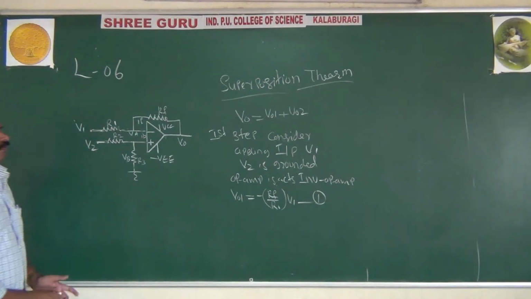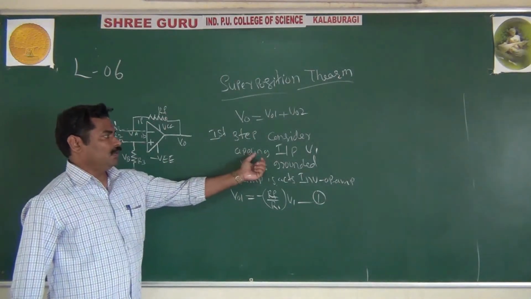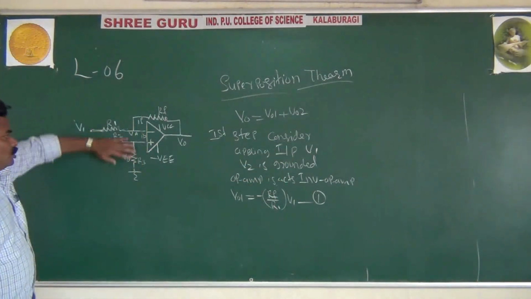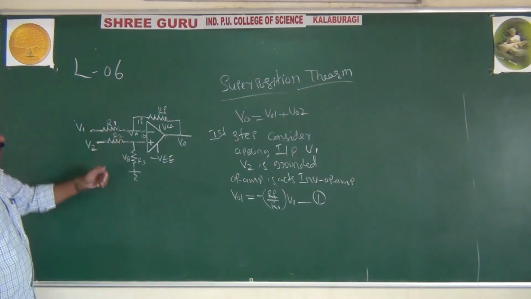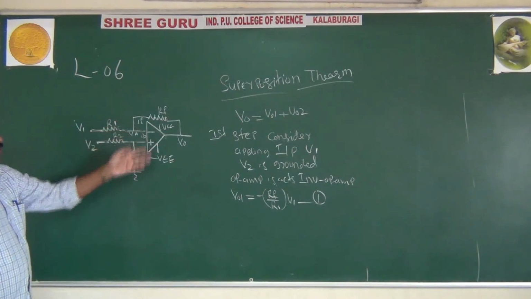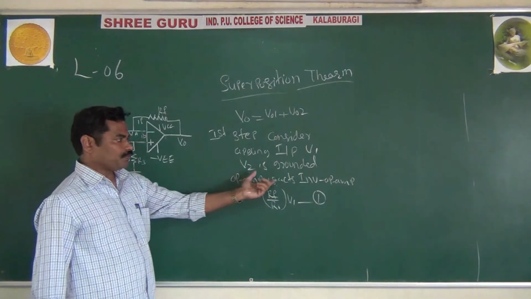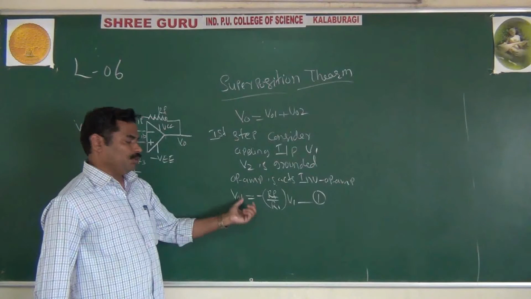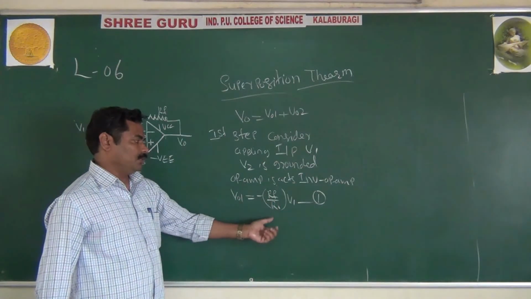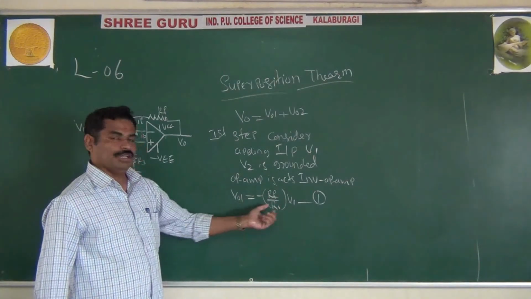Very simple. Consider the first step: applying input only to V1. V2 is grounded. It means the non-inverting terminal is grounded. In that case, what happens? The overall op-amp circuit is an inverting amplifier, and we know the voltage gain of the inverting amplifier, V01 is equal to minus Rf by Ri into V1. This is nothing but the voltage gain for the inverting amplifier.